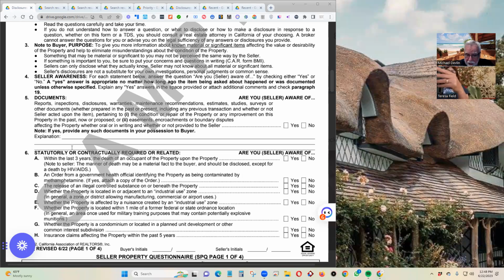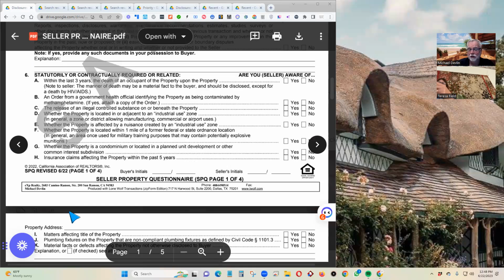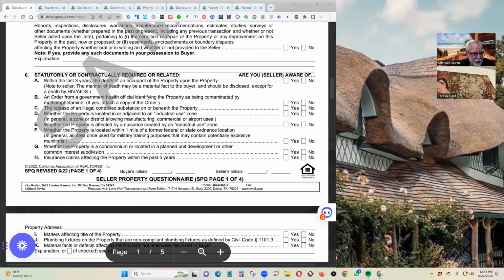So that would be one of the things you need to think about when you're talking to your seller: how long ago was it that they bought this property? And if it was recent, was it a fix and flip? And you get the idea. Statutorily, contractually required or related.